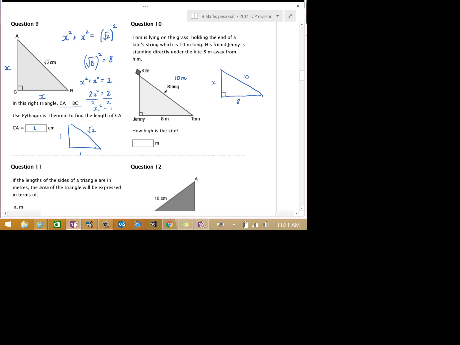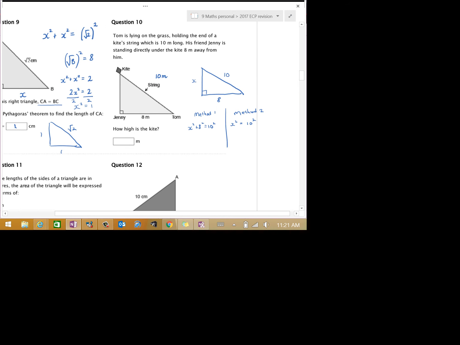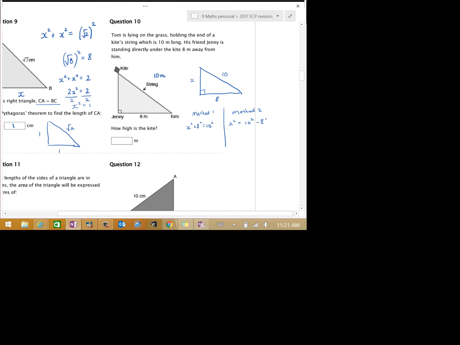So how do we find x? Well, once again, we could write it out the long way, or we could go method 1. Method 1, we could go x squared plus 8 squared is equal to 10 squared, or we could start to think and maybe cut out a step. Method 2 would be that if I wanted x squared, I can subtract: x squared is equal to the longer side length, 10 squared, subtract 8 squared. Or you could even go straight to x is equal to the square root of 10 squared take 8 squared. And what is that?